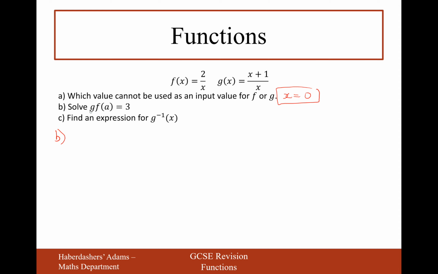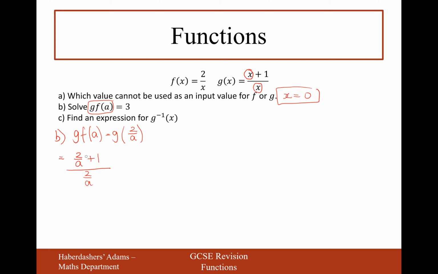Moving on to part B now, solve gf of a, in this case, equals 3. So the first thing we should probably do is create this thing on the left hand side and then see if it can equal 3 at any point. So gf of a, so I'll put a into the f function first, so that's going to be 2 over a. And then I'm going to put 2 over a into the g function next. So wherever there's an x, I need to now put 2 over a there. So that's going to be 2 over a plus 1 over 2 over a.